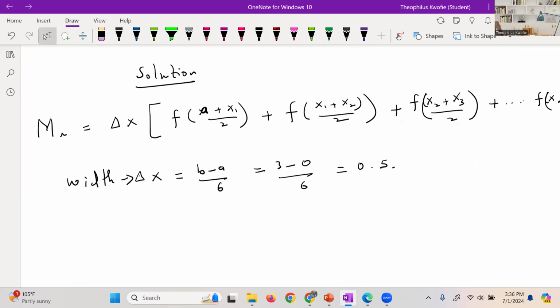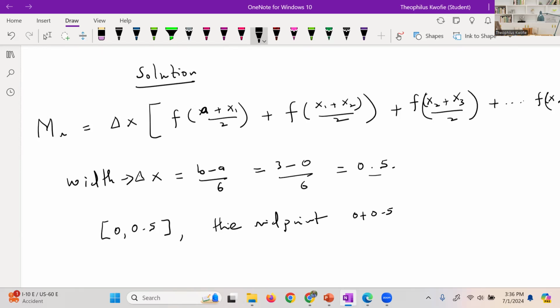All right. So in such a situation, the first sub-interval will be from 0 to 0.5, since we have the width. Then the midpoint will just be 0 plus 0.5 over 2, and that should give us 0.25.